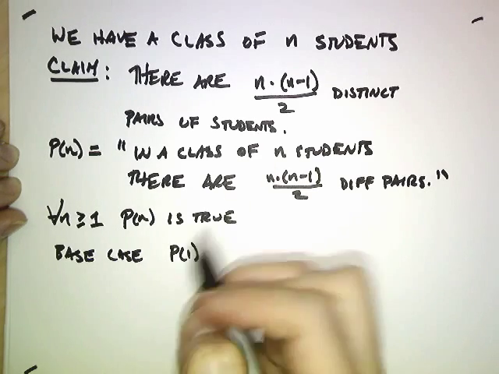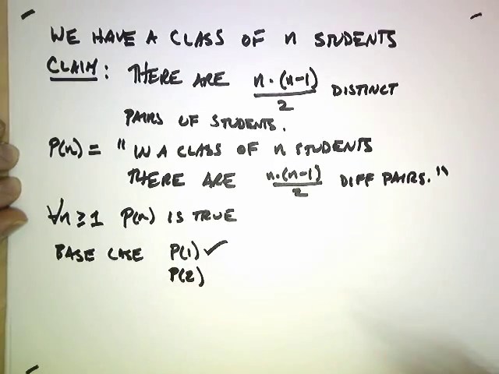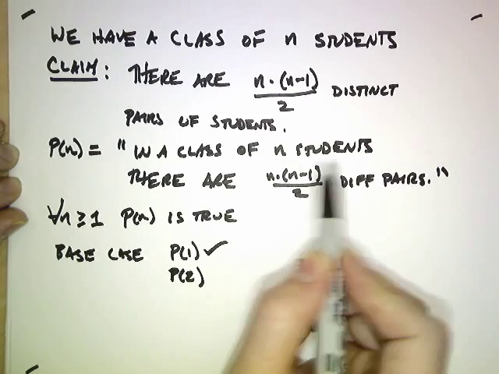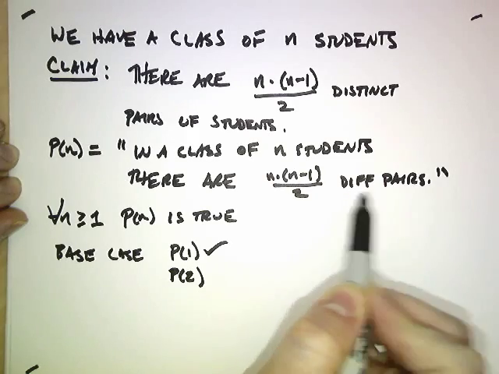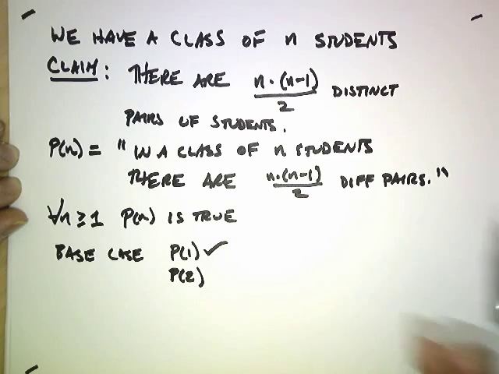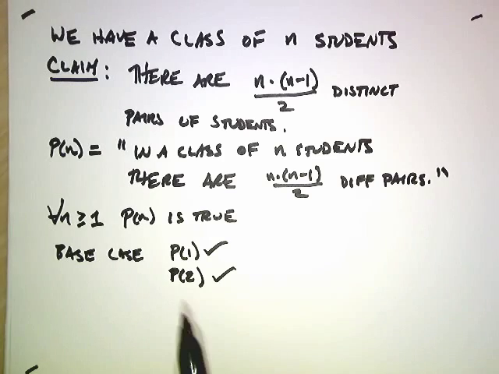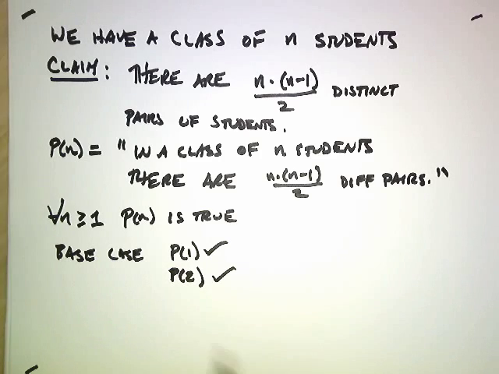Just for the sake of example, let's look at P of 2, even though P of 1 would suffice for the base case. But let's look at P of 2 just to build some intuition. So in a class of 2 students, there are 2 times 1 divided by 2 different pairs. That's in a class of 2 students, there is 1 different pair. Well, yeah, that makes sense. If you have 2 students, there's 1 pair, that's the only pair of students that you can make. So our base case, we only had to do P of 1 here. I did P of 2 just to build some intuition, but our base case is finished.